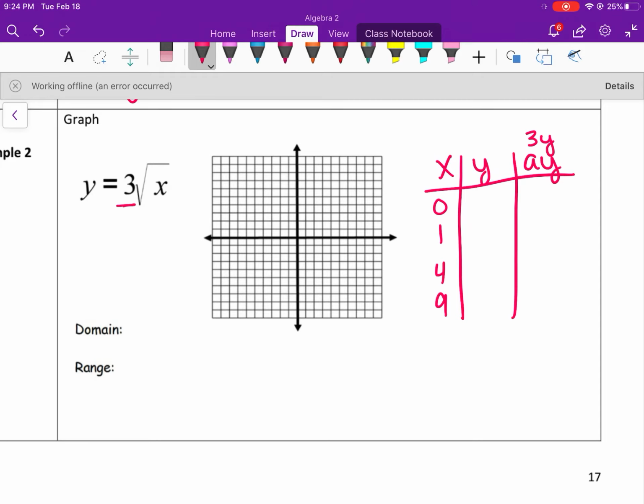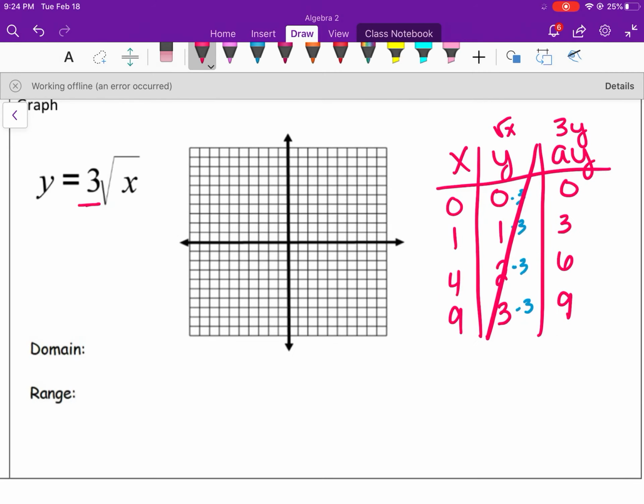And then the y column is going to be the square root of those. So 0, 1, 2, 3. And then for the third column, you take the middle column times your a values. So all of those middle numbers times 3. 0, 3, 6, and 9. Then when you graph it, you graph the first and last column. So it looks like this.